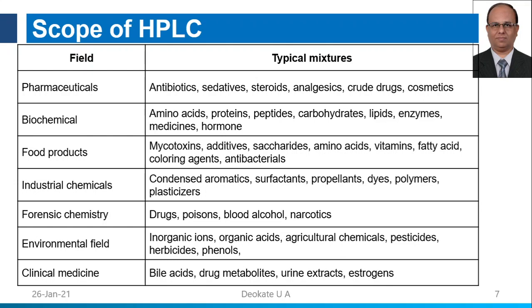In the environmental field, HPLC is used for inorganic ion determination, and organic acids, agricultural chemicals, pesticides, herbicides, and phenols can be well detected by HPLC. In clinical medicine, HPLC is used for bile acids, drug metabolites, urine extracts, and estrogens. So these are the various fields. Many fields are available. Some of them I have listed here for your understanding.